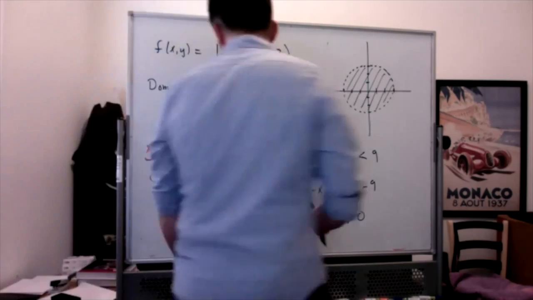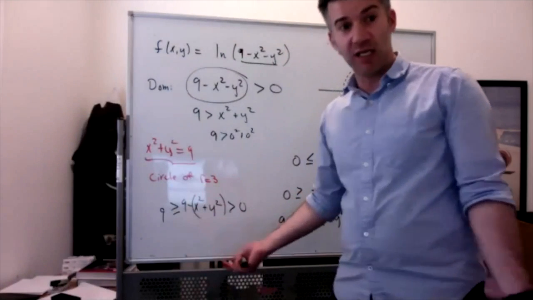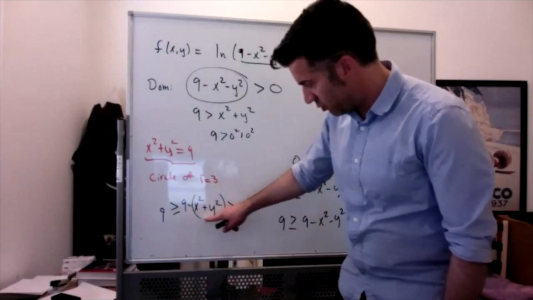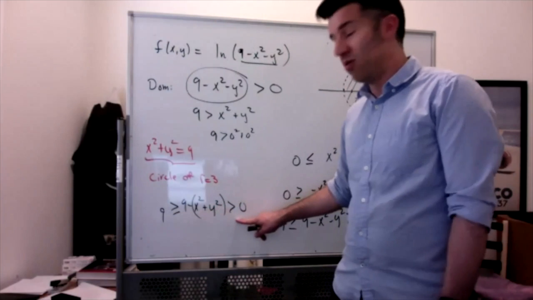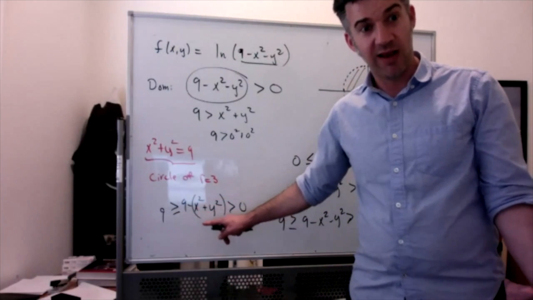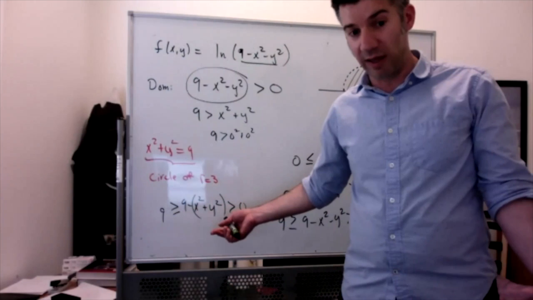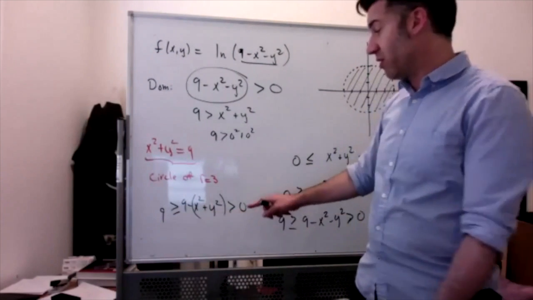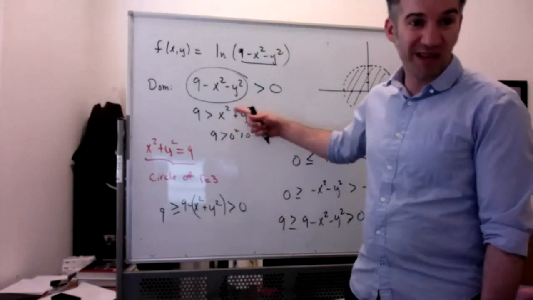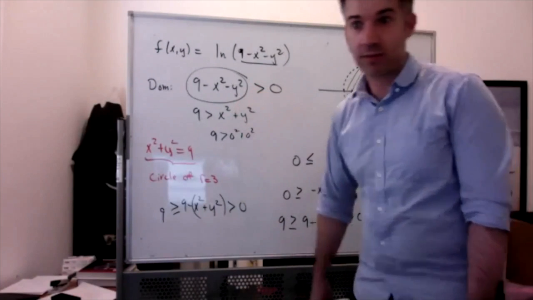So often we think about making this expression as big as possible by making the thing you're subtracting as small as possible. Well, really, this could be a lot smaller. 9 minus x squared plus y squared could be infinitely negatively small. It could be like -1 billion, whatever. But we know it has to be greater than 0 because of the domain restriction.